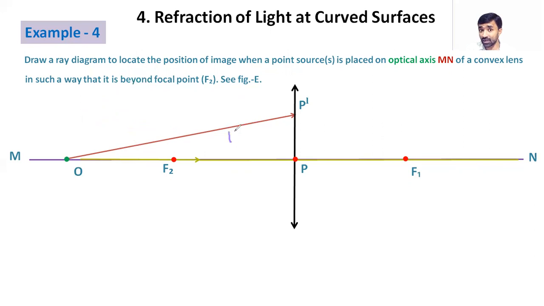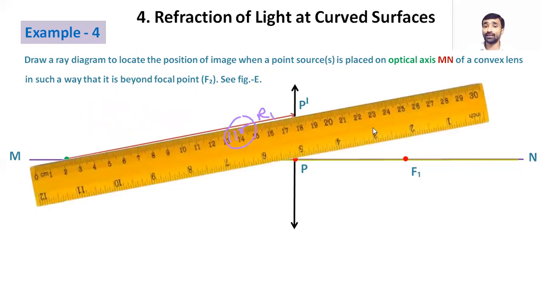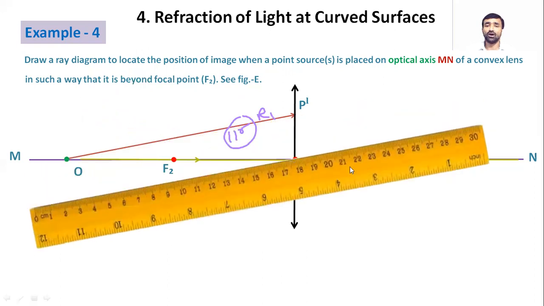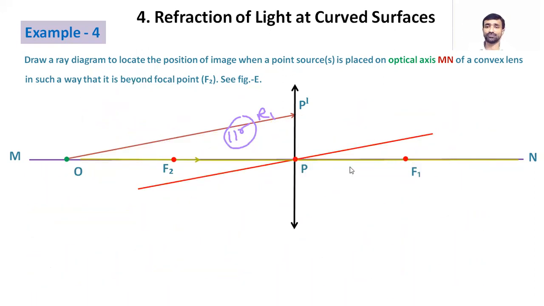So for that purpose, see how I am drawing it, exactly parallel to the ray R1. I am drawing a line passing through the optic center. Place the scale like this. Okay, then draw a line. Now look at how they are. Are they parallel or not?